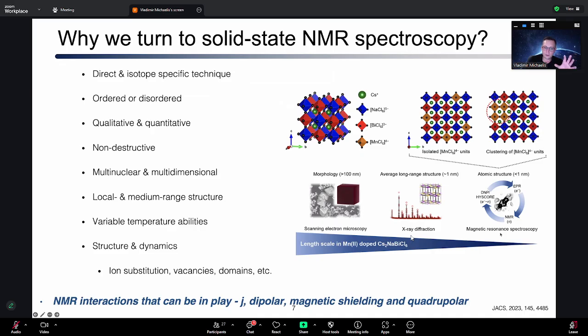And they're only really worried about the local or medium range structure. So what I mean by that is basically the first or second coordination sphere. We're looking at somewhere between 3 to 10 angstroms, okay? And we can add different variable temperature abilities, and that helps us look at dynamics as well. So NMR not only can tell you something about structure, but it can also tell you something about dynamics. And we use a variety of NMR interactions to deconvolute this. I can tell you more about those later if you have some questions, but for right now, we'll just bypass that.